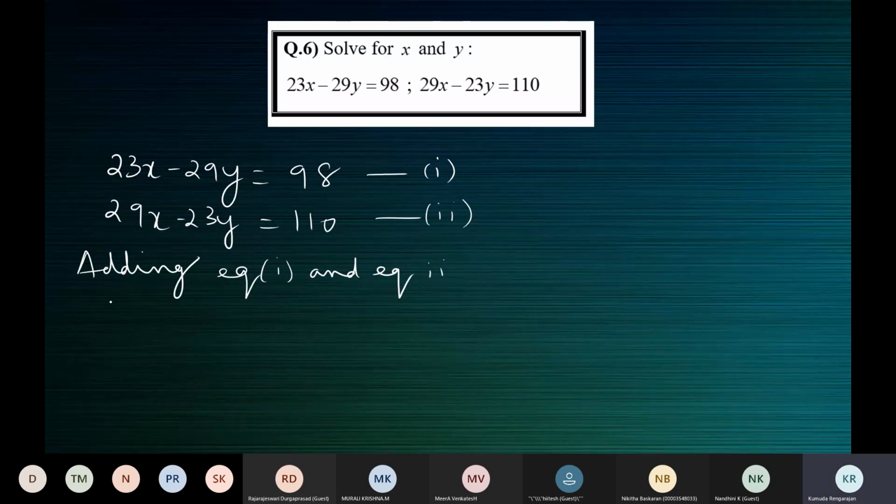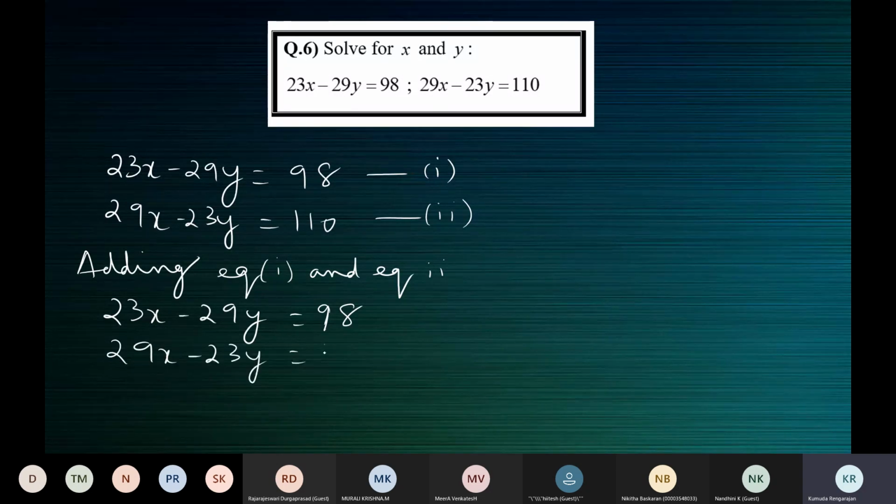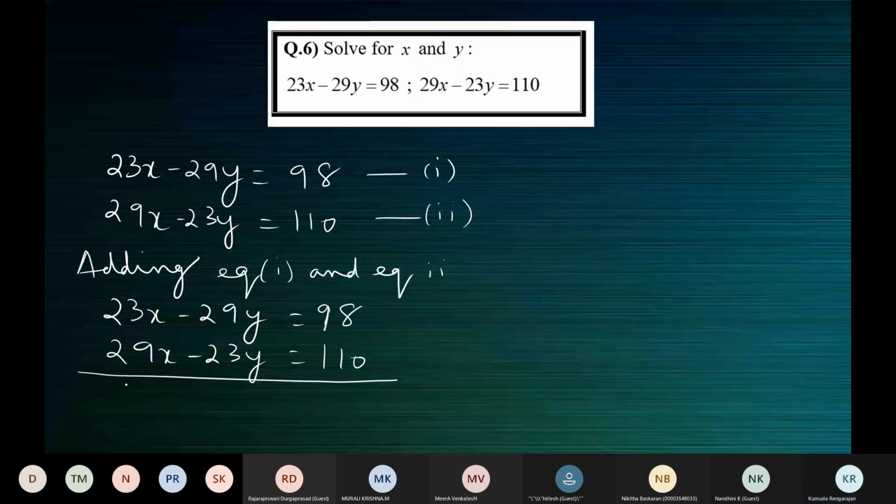That means we don't change the signs in the second equation. Adding means we write the equations as they are. We don't change the signs in the second equation. Now, what is 23x plus 29x? Tell me.